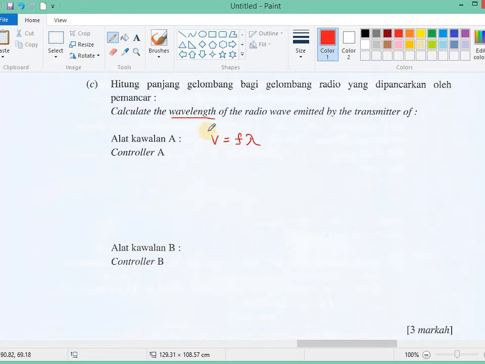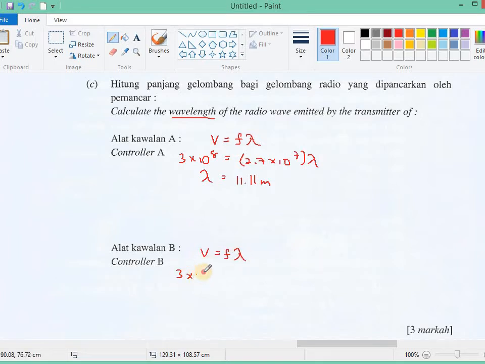Okay, next. For this one, the wave speed is the speed of light, so 3 times 10 to the power of 8. The frequency for controller A is 2.7 times 10 to the power of 7. So lambda, the wavelength for controller A, will be 11.11 meters.